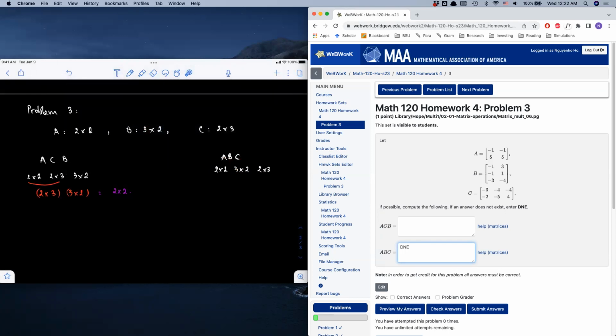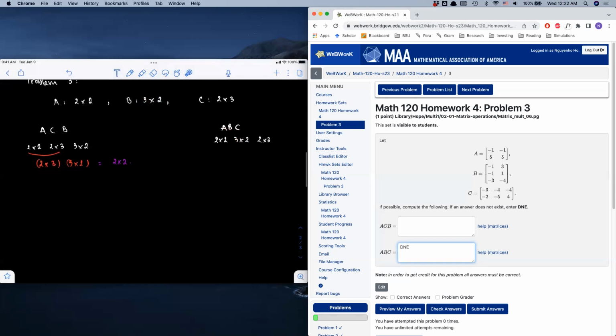And we can calculate the product of A times C times B, right? So A is equal to -1, -1, 5, 5. C is equal to -3, -4, -4, -2, -5, 4. And then matrix B is equal to -1, 3, -1, 1, -3, -4. All right. So let's see if you can do these calculations.